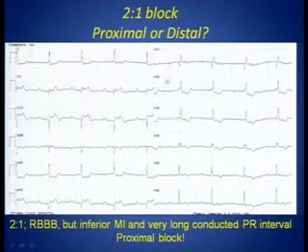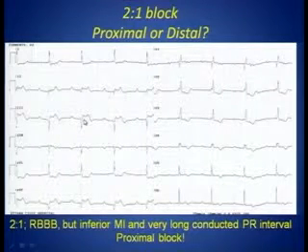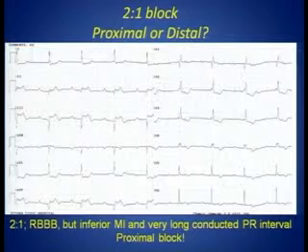And this one, again, with a right bundle branch block, has a long PR interval and an inferior infarct. So even though it's right bundle branch block, this is proximal block. This is AV nodal block. This will recover and does not require pacing.